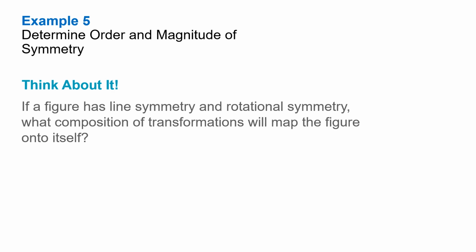Think about it. If a figure has line symmetry and rotational symmetry, what composition of transformations will map the figure onto itself? Teachers, please pause the video and have your students discuss. A possible answer might be, if a figure has line symmetry and rotational symmetry, then the figure will map onto itself with the following composition of transformations: a reflection in any line of symmetry, or a rotation about the center of a figure and through any angle that is a multiple of the magnitude.